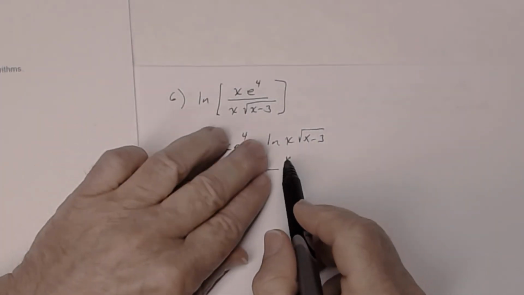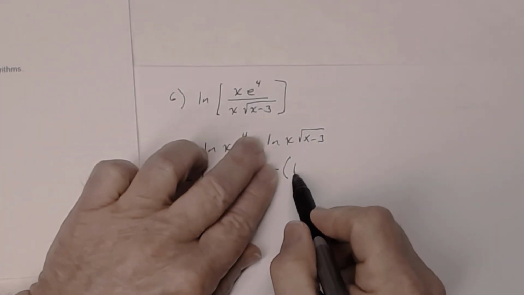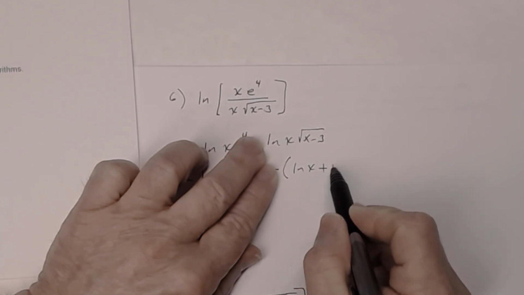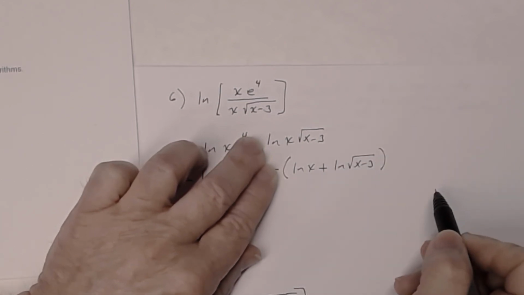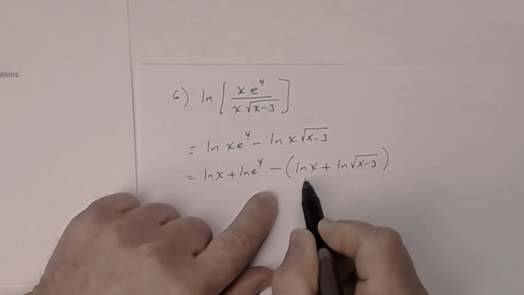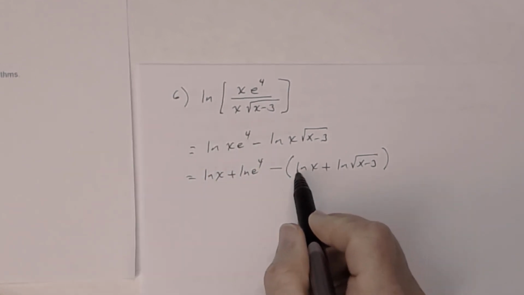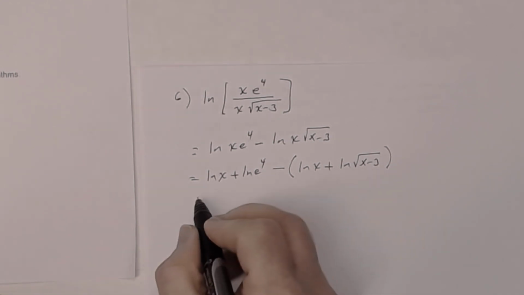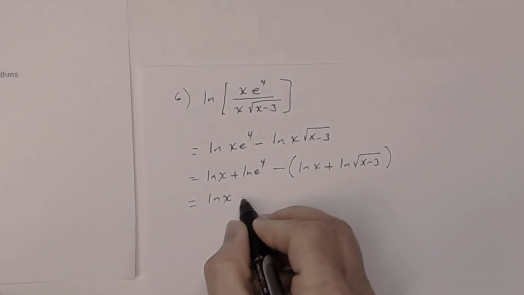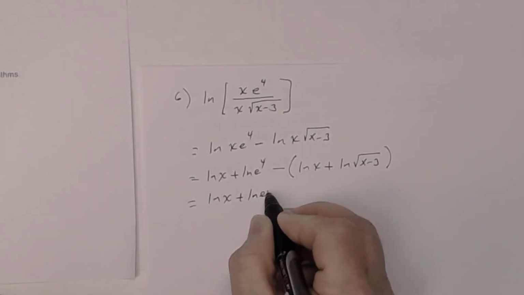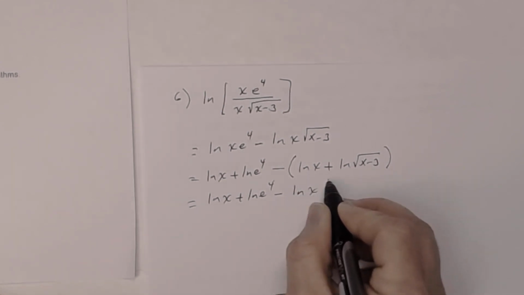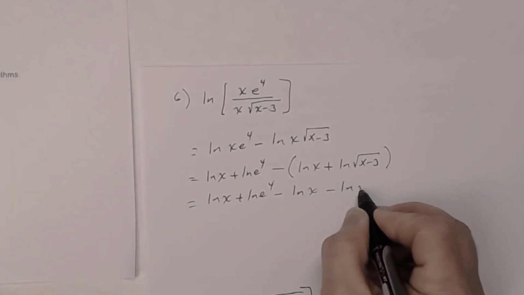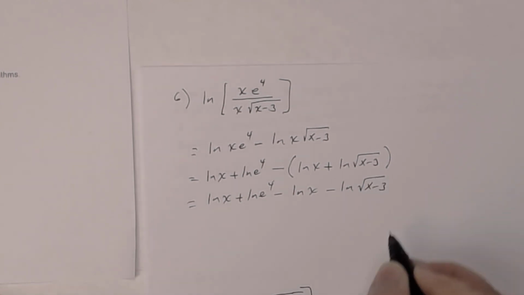So this right here, if you cover this up, this means the natural log of x plus the natural log of the square root of x minus 3. Okay? Now let's get rid of the parentheses. Subtracting means adding the opposite. So this becomes the natural log of x plus the natural log of e to the fourth minus the natural log of x, and then minus the natural log of the square root of x minus 3.